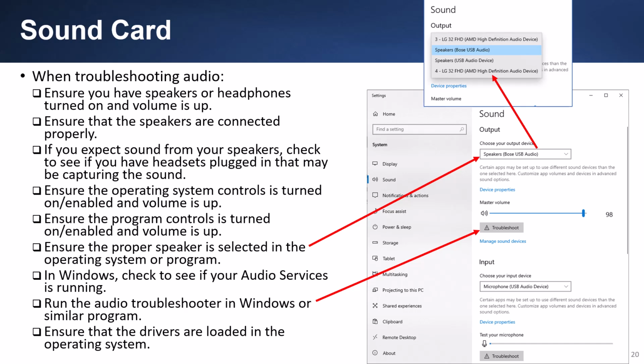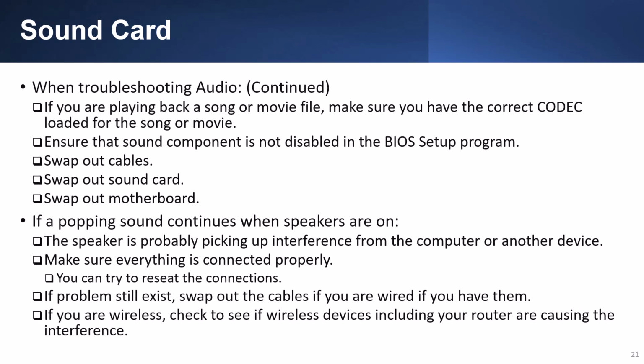If you're still having problems at this point, open your settings and run the audio troubleshooting in Windows or a similar program. For your sound card, ensure the drivers are loaded in the operating system. If you're trying to play back a song or movie file, make sure your media player has the correct codec. If your sound card is built into the motherboard, ensure that your sound function is enabled in the BIOS setup program. At this point, you'll need to swap out the cables to the sound card and the motherboard one at a time.